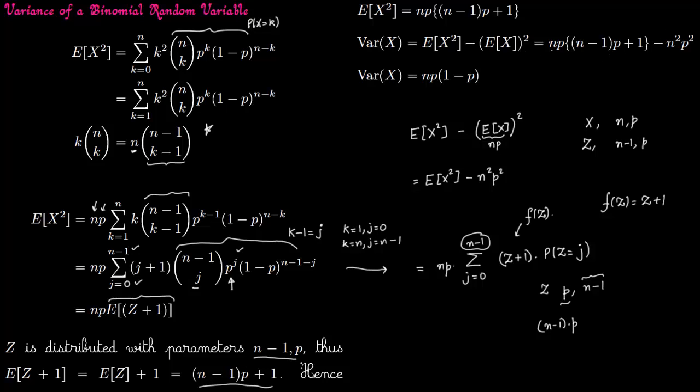So you plug this in, you simplify this, you get the variance of the random variable x as np times 1 minus p.